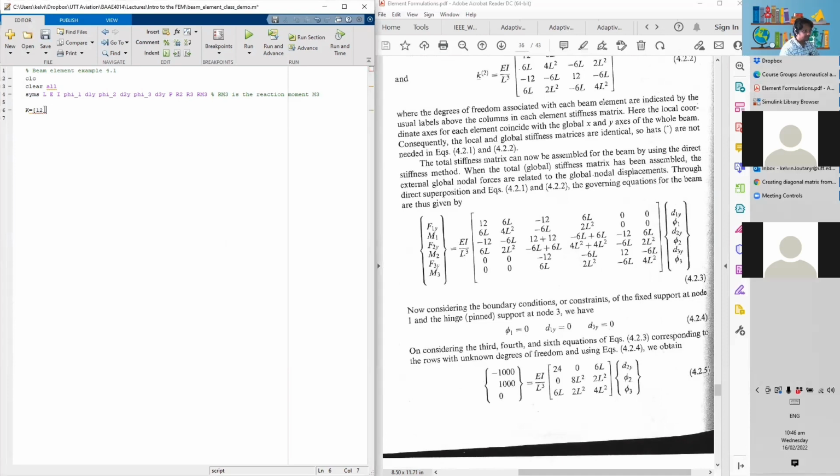So we see the K matrix that we're going to enter. Right, so it'll be 12, 6 times L. When you write 6L, you have to put the multiplication. Right, so that's the first row complete. If you see I make any mistake, just point it out to me.